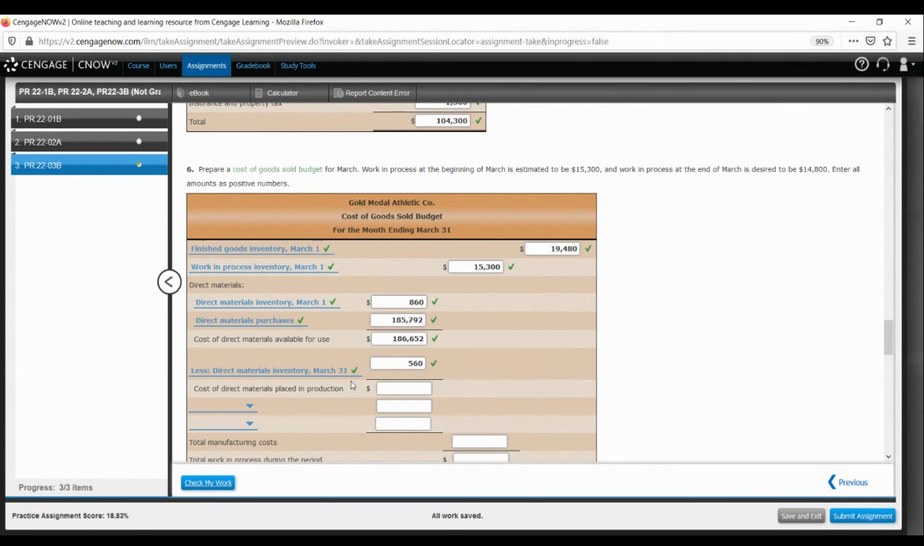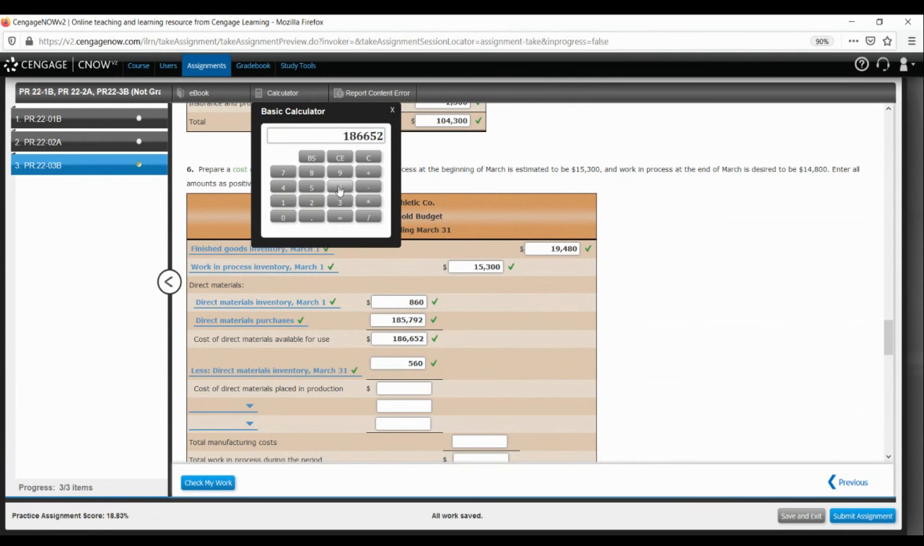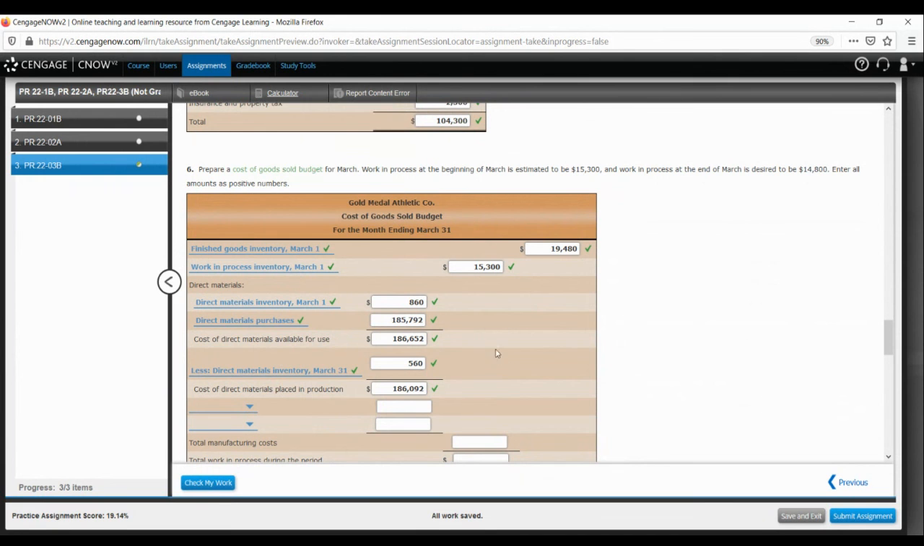Once you know what the ending direct materials inventory is, you're going to subtract that from the cost of materials available for sale. This is your direct materials cost, or the direct materials that you've used in production.